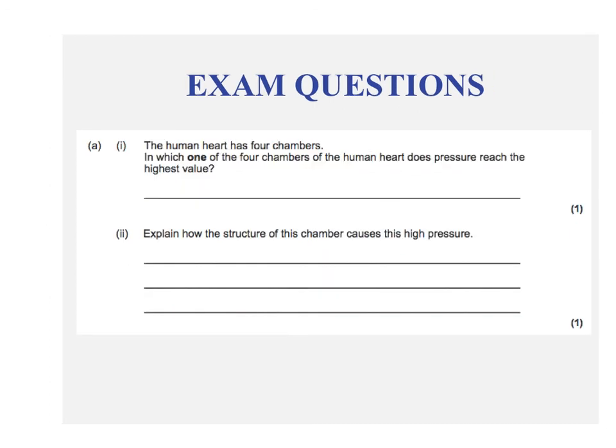And these are the last few questions. The human heart has 4 chambers. In which one of the 4 chambers does pressure reach the highest value? And then explain how the structure of this chamber causes the high pressure. It's only 2 marks, shouldn't take you too long.